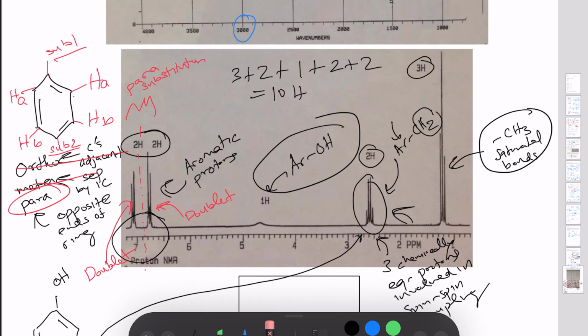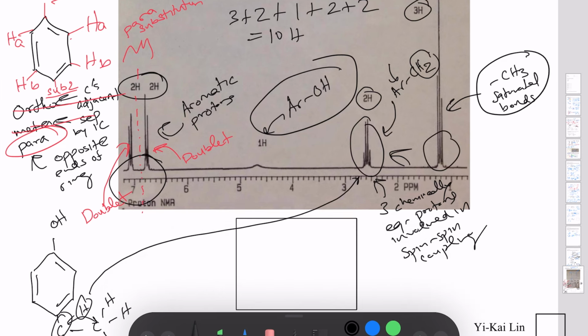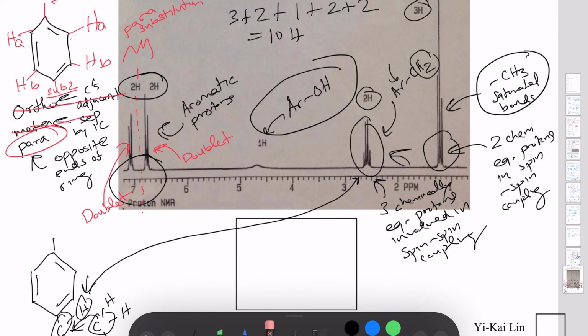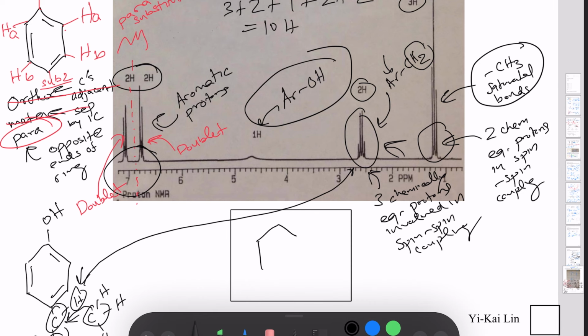But just to make sure, let's look at the splitting pattern of our CH3, our saturated CH bonds. And here we see that there is a triplet. So that means by the n+1 rule that there are 2 chemically equivalent protons in spin-spin coupling. So this also makes sense because now let's work the other way backwards. For this carbon, the adjacent carbon has 2 chemically equivalent protons. And so this description matches everything so far that we've described in the proton NMR and the IR spectra. So in fact, this turns out to be our final answer.